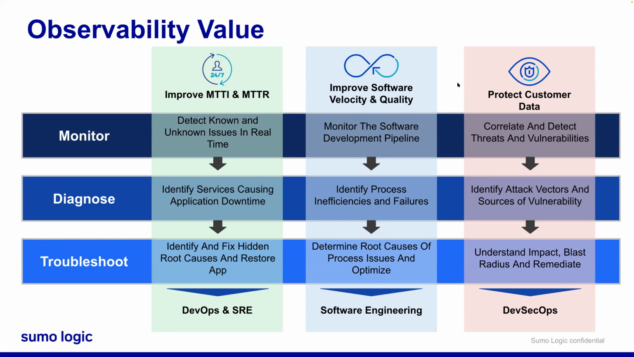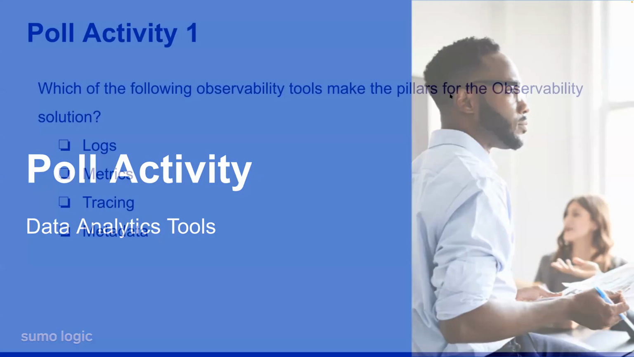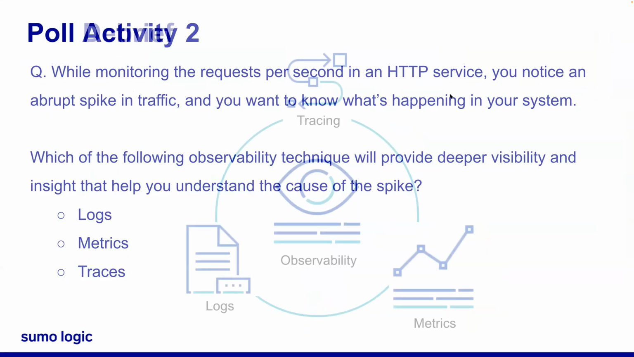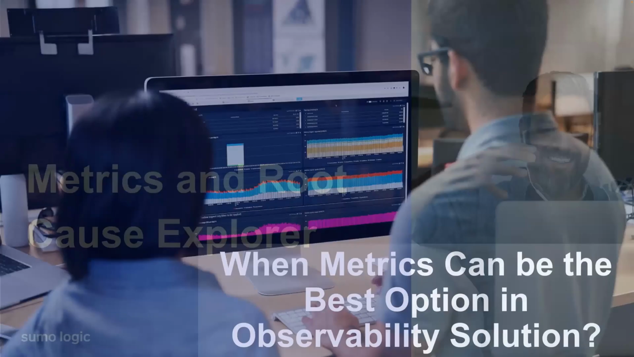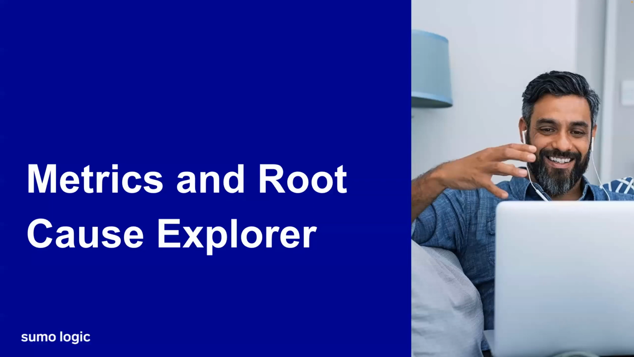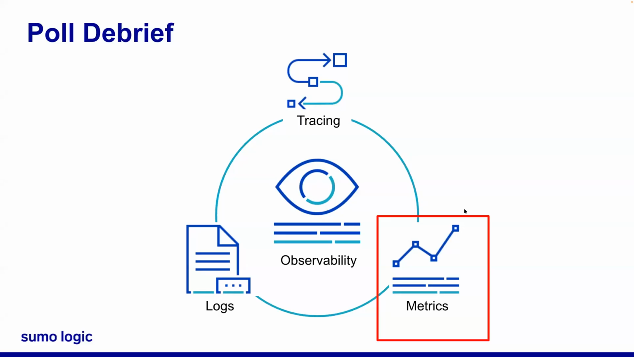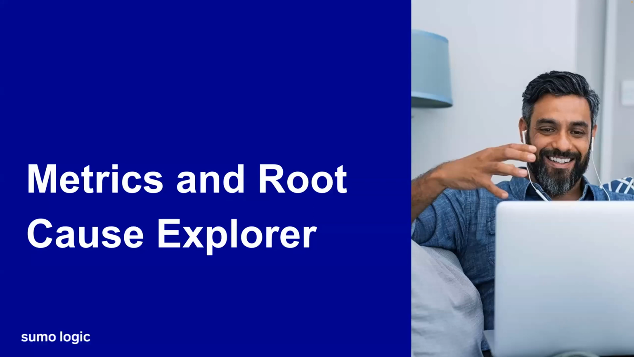All right. Let me skip through these. There we go. So what we're going to do now is start to dig into Root Cause Explorer. So I'm going to go with the slides for a moment or so. I'll probably do a little slide intro, and then we'll get into the app and we'll really go through it together.